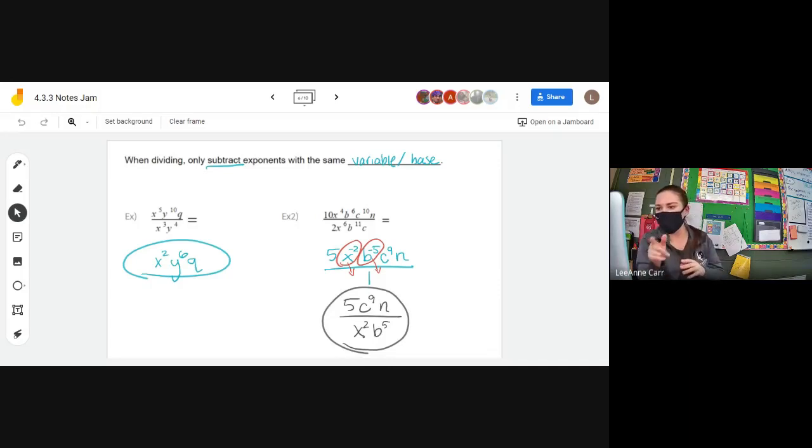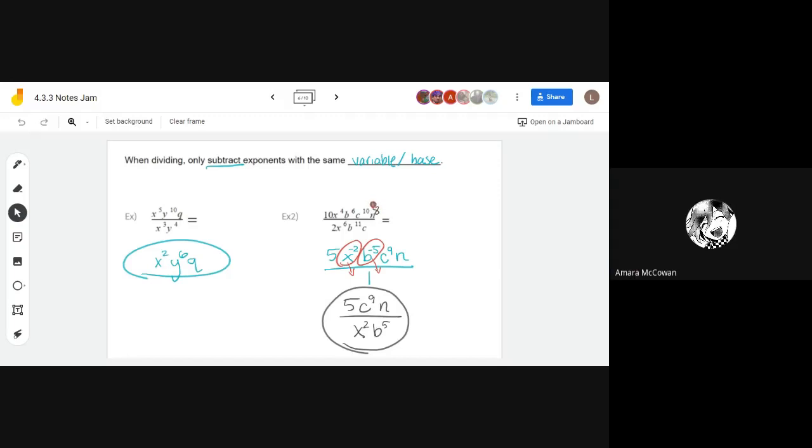Cool. Amara, I saw you raised your hand. What question do we have? For the original problem with the n, if it had an exponent, would you just bring it down since it doesn't have an n under it? For the subtraction part? If it had an exponent? Mm-hmm. So say if this was like 8 or something? Yeah, would you just bring that down?